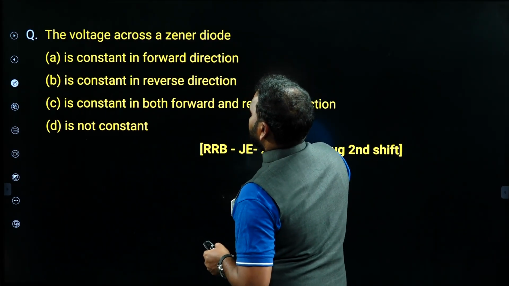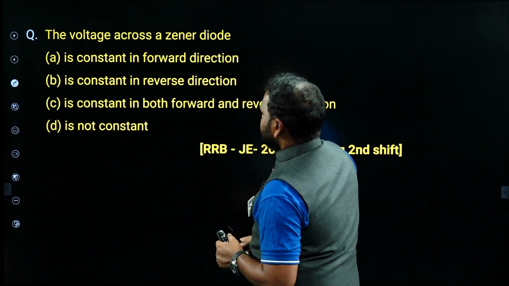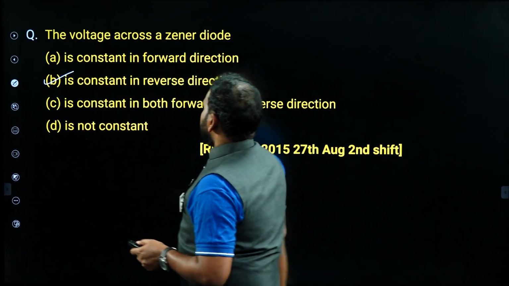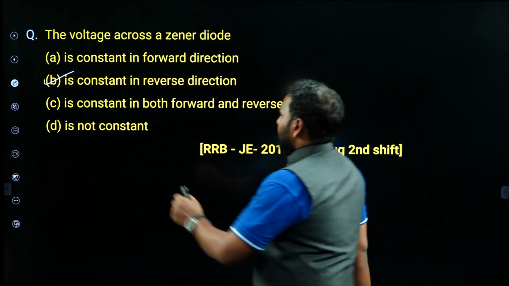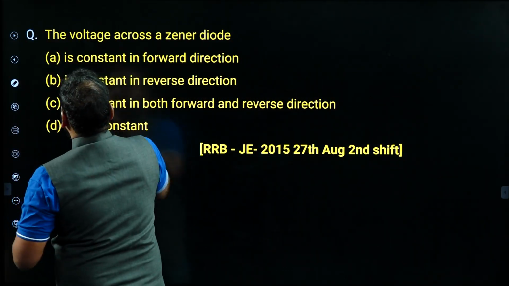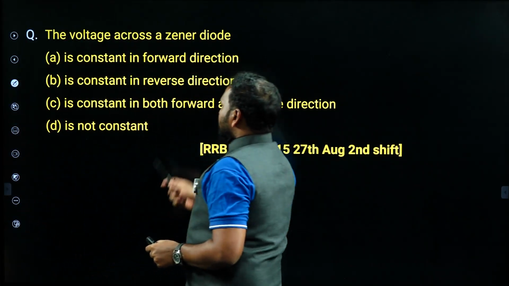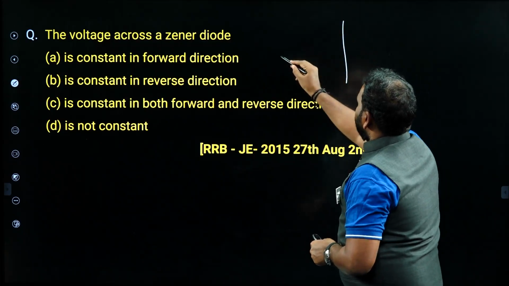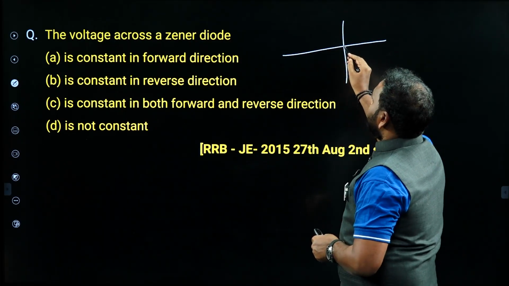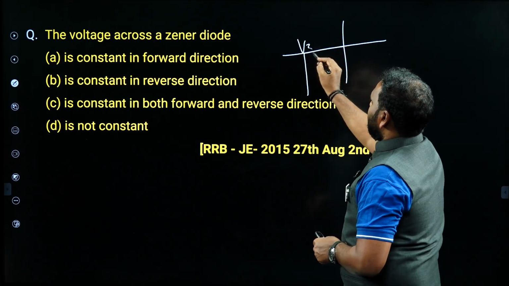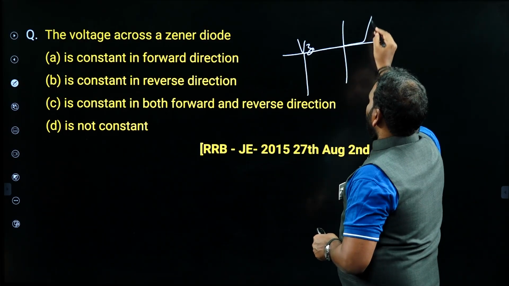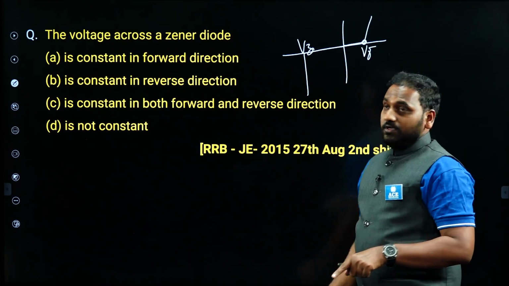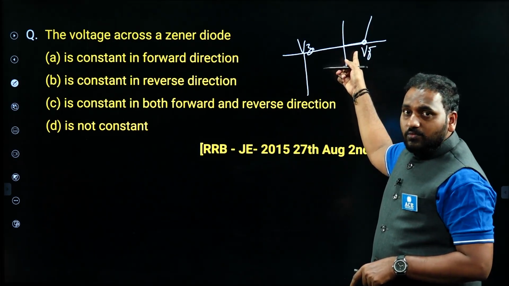Voltage across a Zener diode. In yesterday's class we discussed constant in forward direction, constant in reverse direction. Do you remember constant in reverse direction? Look at this, you had better read all the options. Constant in both forward and reverse direction is the dominating option, because Zener diode operating in reverse bias is 100% true, no doubt. This is VZ. But in forward bias also, the voltage V gamma is around 0.7, same as a normal diode. It is also almost constant.